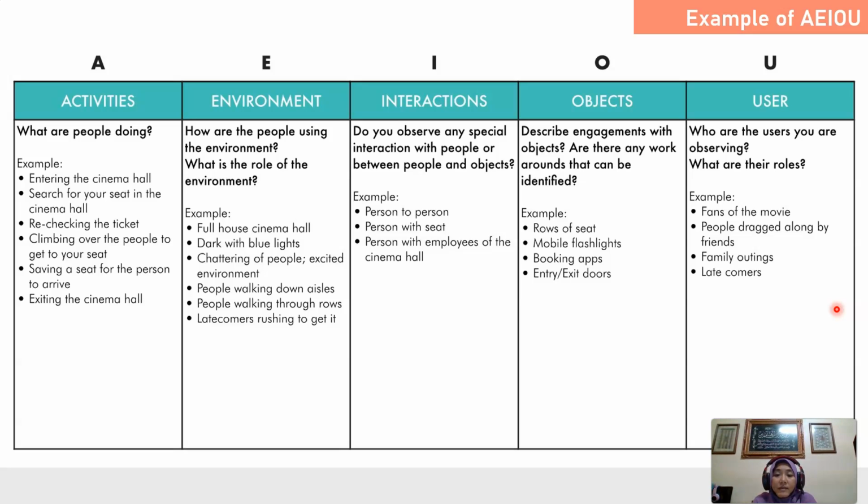And then for the objects, describe engagement with the object. For example, rows of seats, mobile flashlights, booking apps, entry and exit doors. Are there any workarounds that can be identified? And the last one is users. Who are the users you are observing? What are their roles? Fans of the movie, people dragged along by their friends, family outings, latecomers. These are all the users related to our activity or situation, which is in the cinema hall.